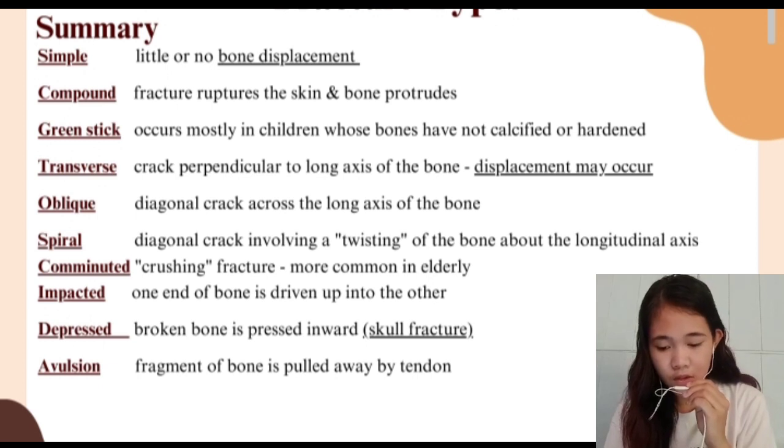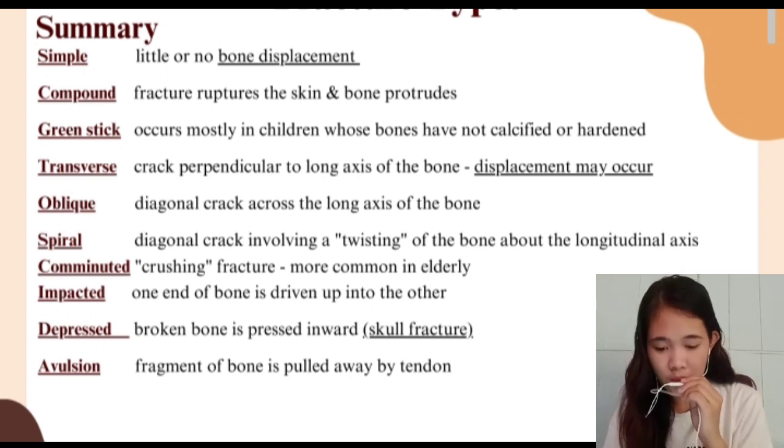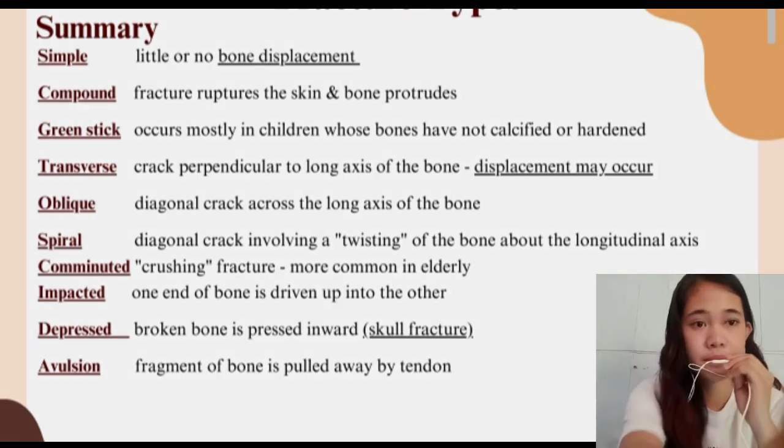Comminuted fracture, a crushing fracture, more common in the elderly. Impacted fracture, one end of the bone is driven up into the other. Depressed fracture, the broken bone is pressed inward. It is also called the skull fracture. Avulsion fracture is when a fragment of bone is pulled away by a tendon.